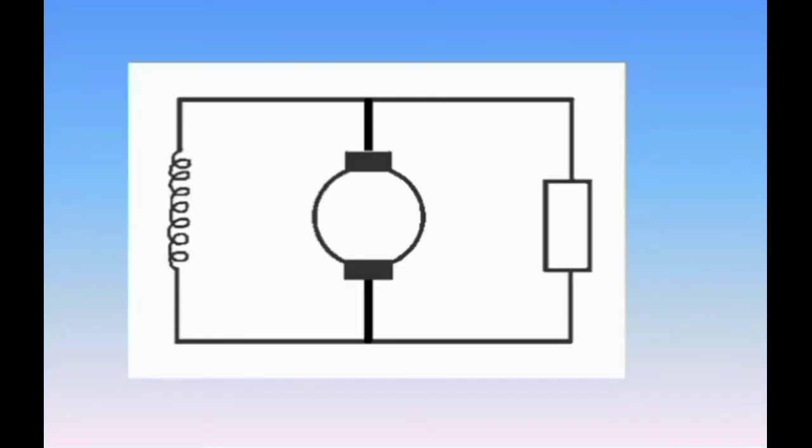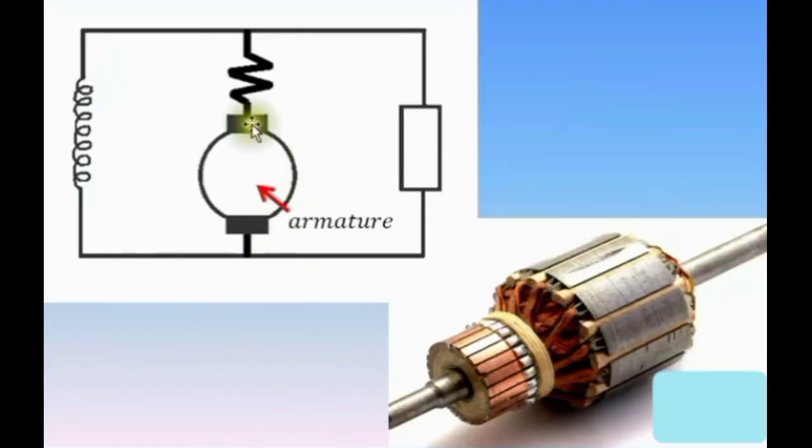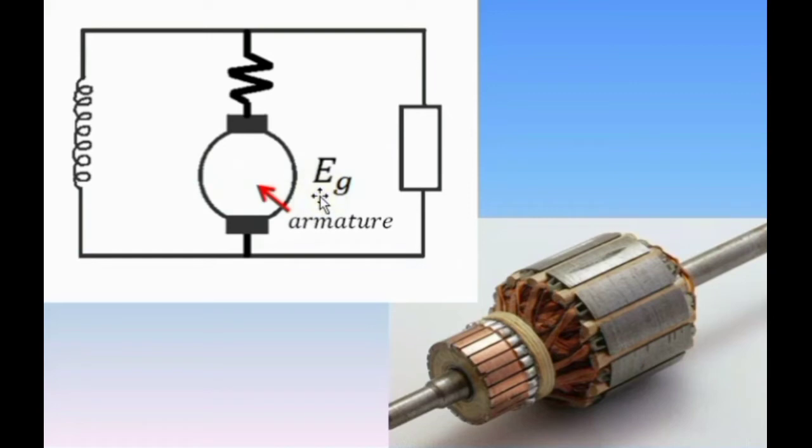This is the typical circuit diagram of the DC shunt generator, but for this lesson, we will use this equivalent circuit diagram to simplify our analysis. Let us first identify each part. This is the armature where the generation of EMF happens. That's why we have here the EG or generated EMF.